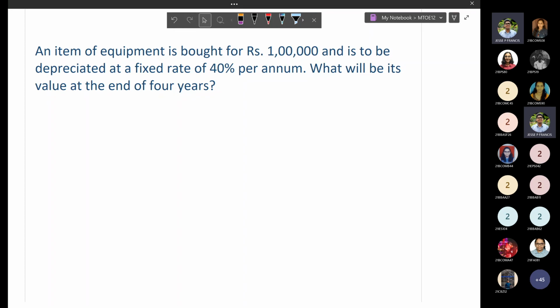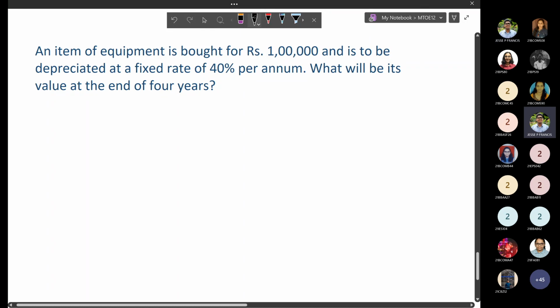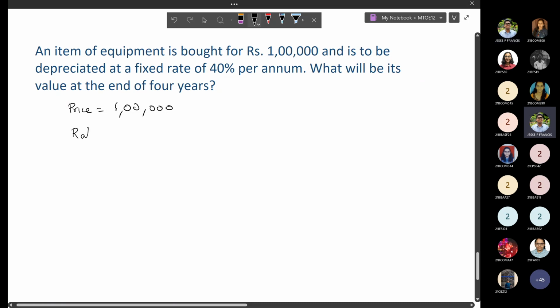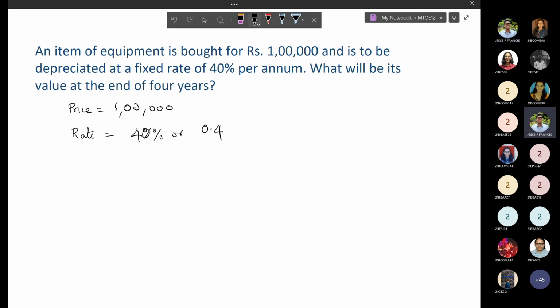An item is bought for rupees 1 lakh and is to be depreciated at a fixed rate of 40% per annum. What will be the value at the end of 4 years? It is given that price is equal to 1 lakh, rate is equal to 40% or 0.4 per annum, and the number of years is equal to 4. Now, the rate is about depreciation. Therefore, it should be a negative rate. Now, things just go as they are.